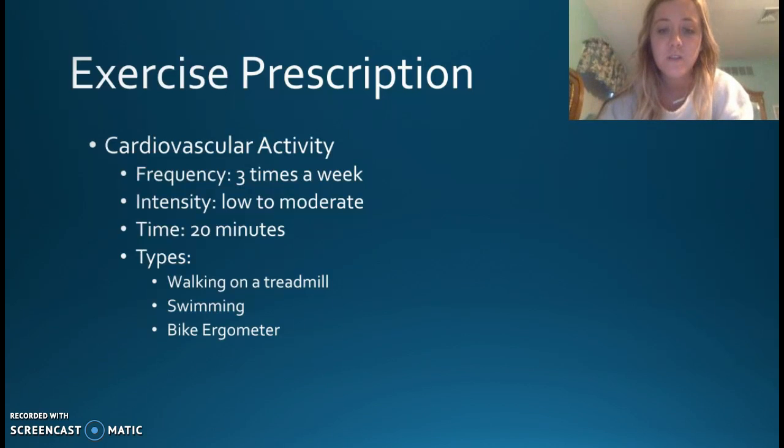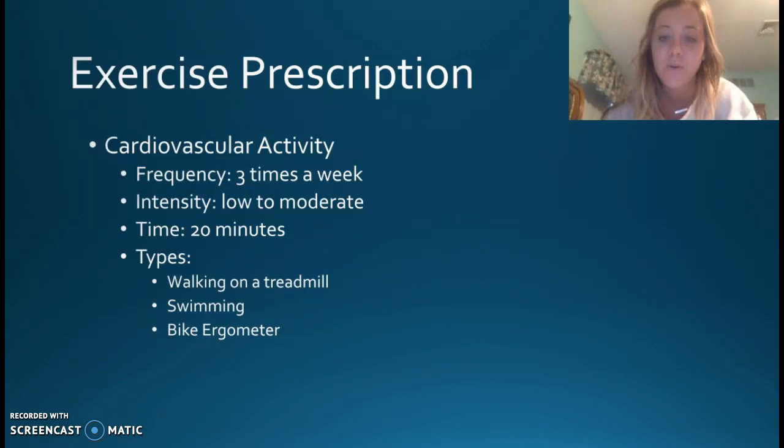The intensity should be low to moderate, and it will be extremely important to monitor the client in order to keep her heart rate under 100 beats per minute, which can be hard to do if the client is not active. A minimum of 20 minutes per day should be completed and gradually increased to 30 minutes over time.